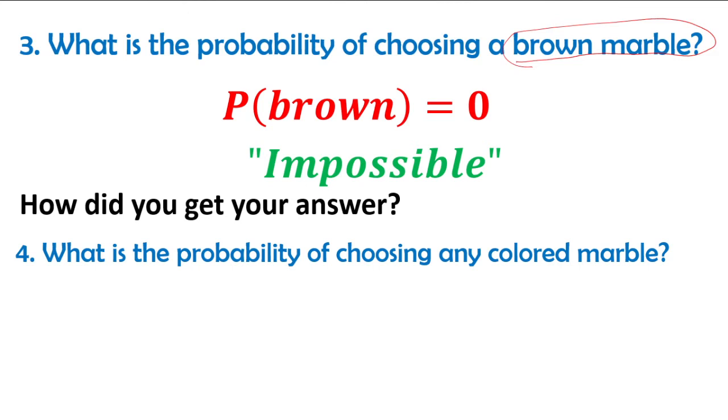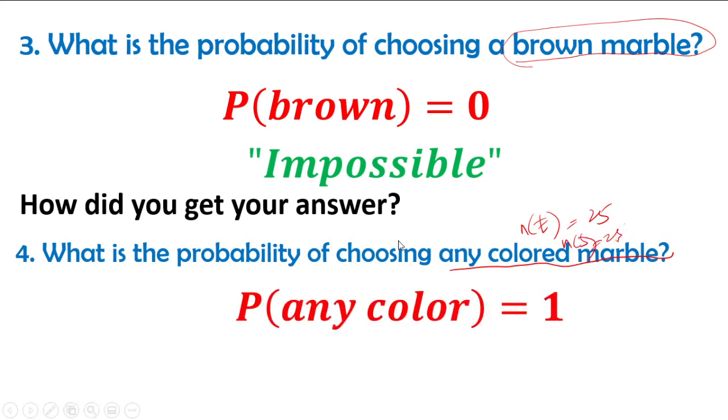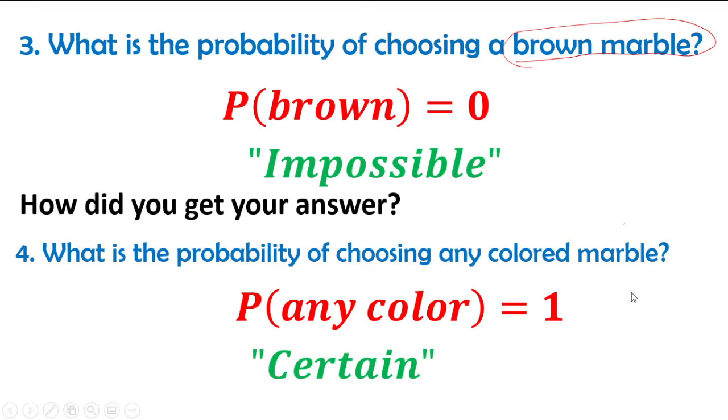Next, what is the probability of choosing any colored marble? Any colored marble. Kahit anong kulay, pwede mong kuhanin. So, ibig sabihin, ang event mo, any colored marble. So, kahit ano, your event is equal to the number of outcomes in the given event is equal to 25. Tama? Ang sample mo, total sample ay 25 din. So, 25 over 25, that is 1. So, ibig sabihin, kahit anong kulay makuha mo, automatically, mataas ang chance mo na makakuha ng any colored marble. Okay? Ibig sabihin nun, certain na makakakuha ka ng kahit anong kulay na marble.